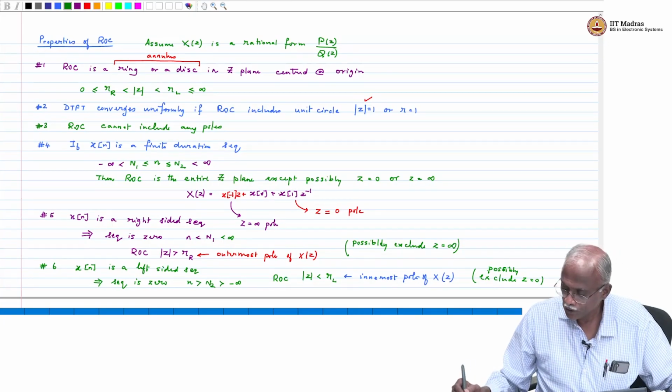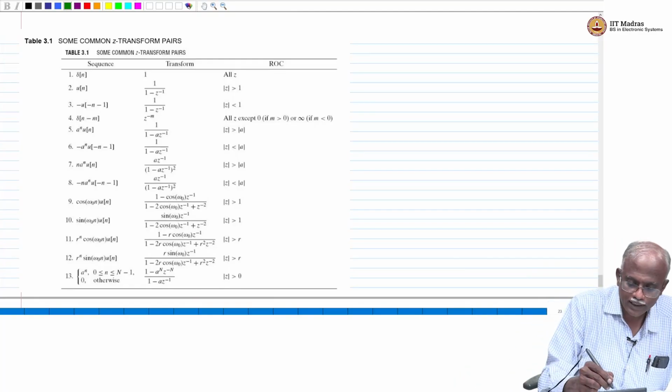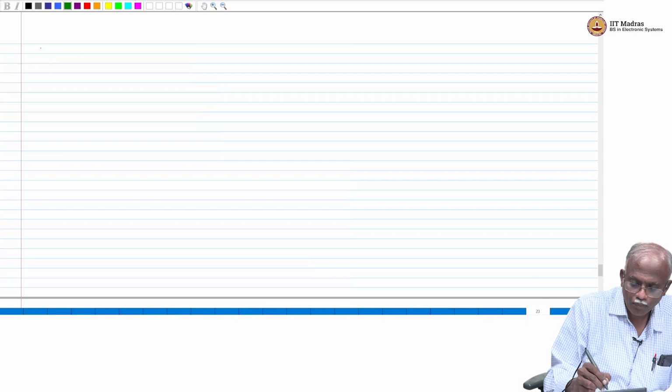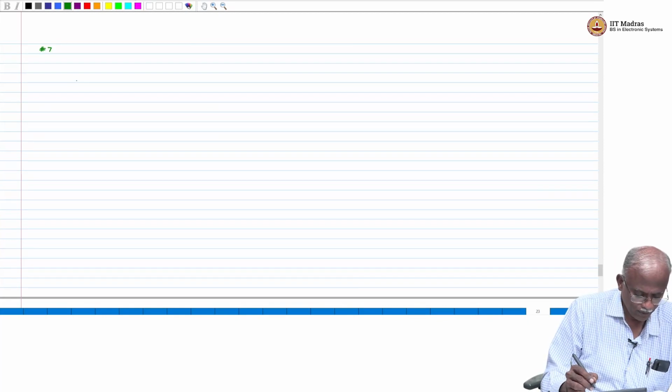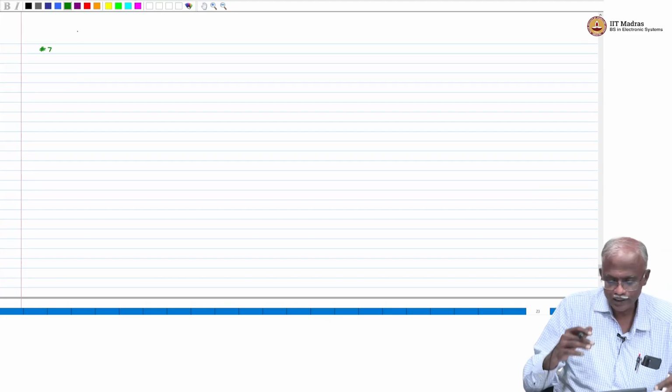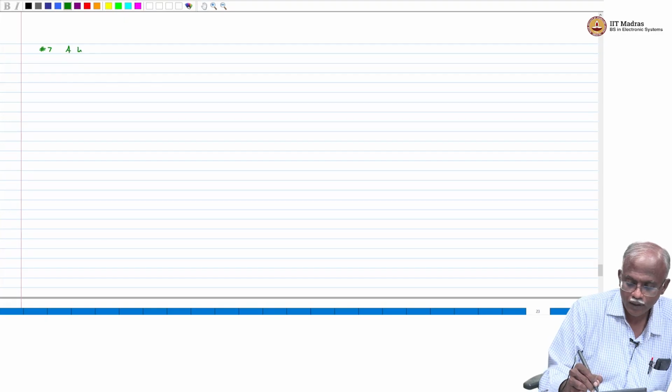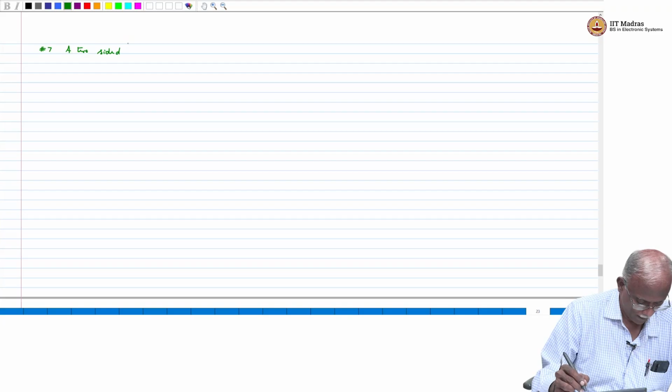All right. So the last two properties, and then we will conclude today's session here. So property number 7, a two-sided sequence. That is a sequence that is neither right-sided nor left-sided. A two-sided sequence.